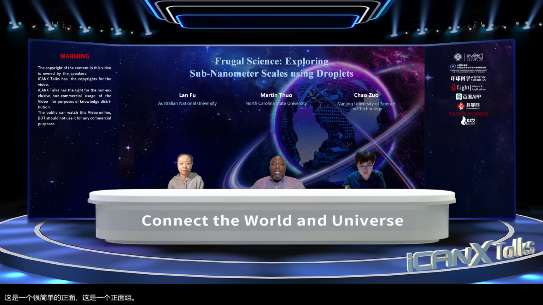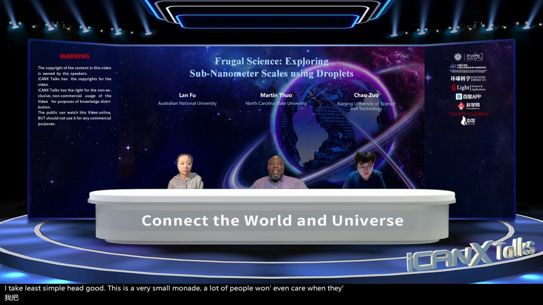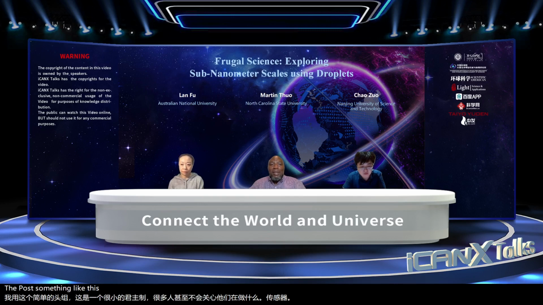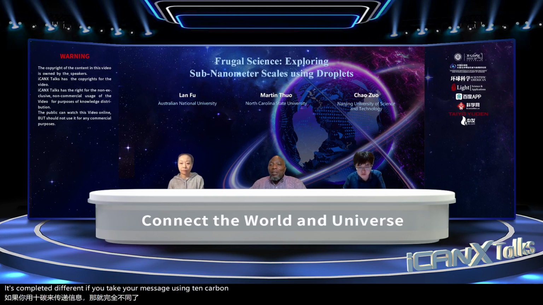I take this simple head group. This is a very small molecule. A lot of people wouldn't even care about something like this when they're doing sensor development. However, if I put 10 carbons below it or 11 carbons below it, the behavior is completely different. If you take your measurements using a 10 carbon molecule and you're measuring conductivity, you see it at higher currents than somebody who is measuring it on an odd spacer, 11 carbon or 9 carbon.